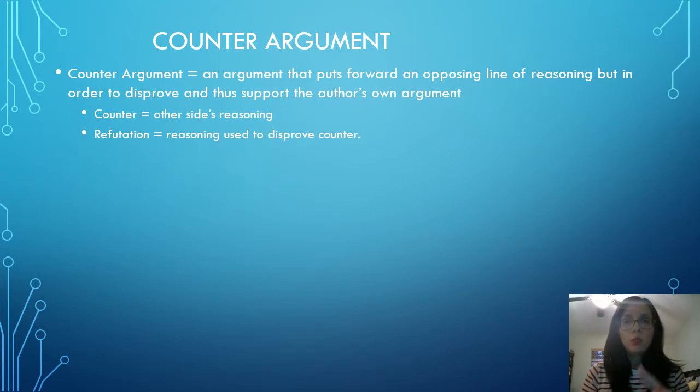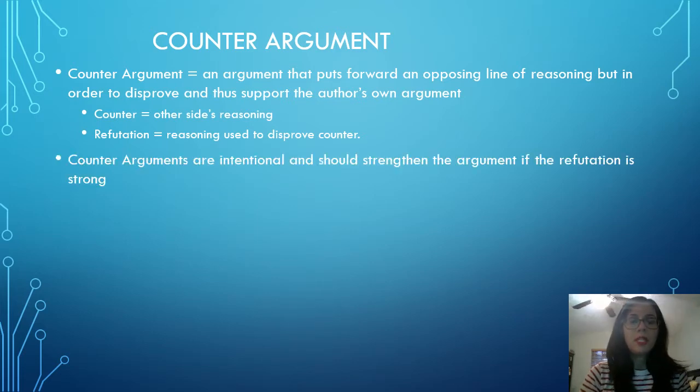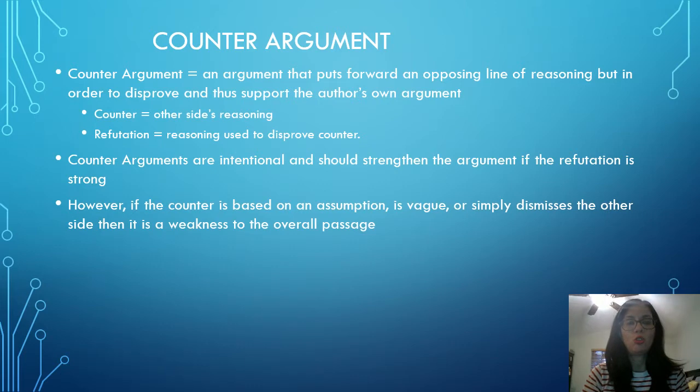But you have to keep 2 things very clear. The counter is the other side, one reason for the other side. And the refutation is the way the author, for my passage, goes ahead and disproves it. And that's what you have to assess, whether or not they do a good job of that. Counter arguments are done on purpose. The author planned them out, so they should strengthen the argument, but only if the refutation is strong. If they bring up a good example, if they bring up good evidence, or just a really logical premise that really dismantles the other side, that's a strength to the argument.